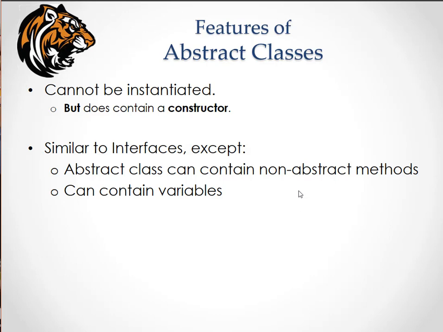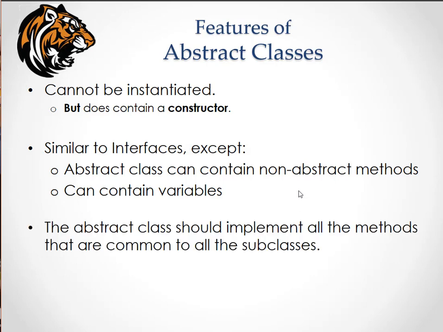Also, abstract classes can contain variables. We don't typically call them instance variables, however, because we don't make instances or objects of abstract classes. So we'll just call them variables. Okay, so abstract classes can have variables.